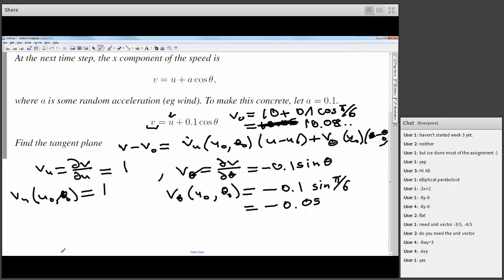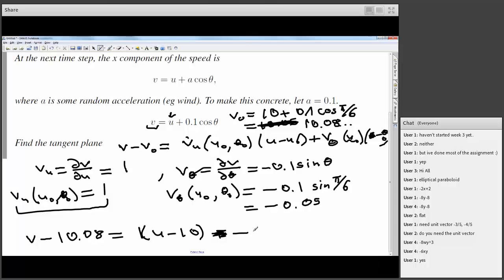And so now we've put all the tangent plane together. So we've got v minus v naught, which is 10.08 approximately, is equal to this partial derivative of 1 times by u minus u naught, plus now the next partial derivative times theta minus theta naught.